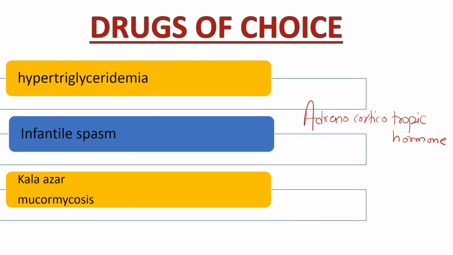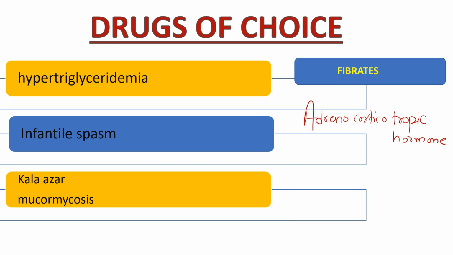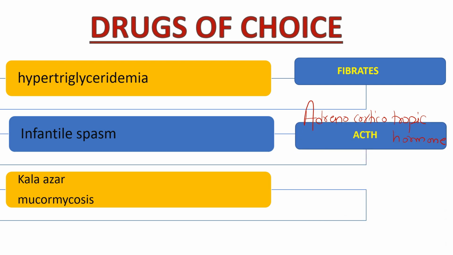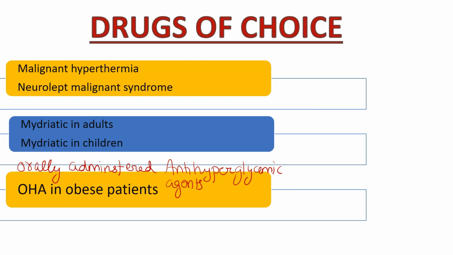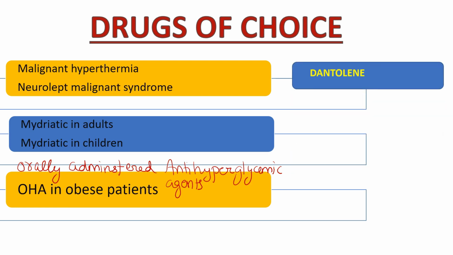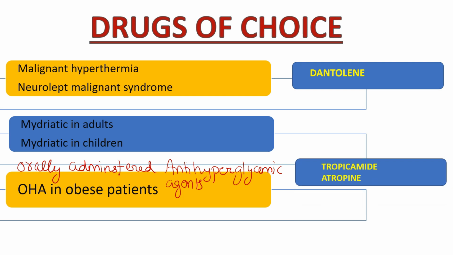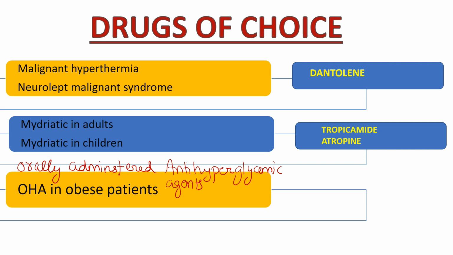And for hypertriglyceridemia, the drug of choice will be fibrates. For infantile spasm, the drug of choice will be ACTH, that is adrenocorticotropic hormone. For kala azar and mucormycosis, it will be liposomal amphotericin. For malignant hyperthermia, it will be dantrolene, and for neuroleptic malignant syndrome it will be dantrolene. For mydriatics in adults or in children, for adults it will be tropicamide, and for children it will be atropine.